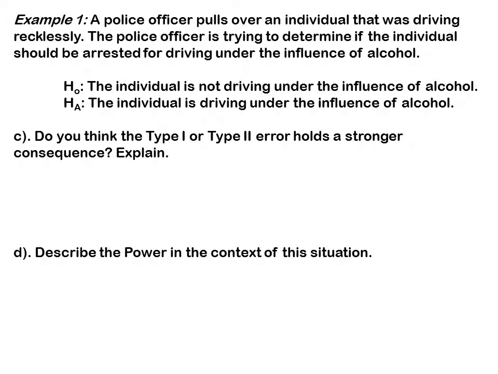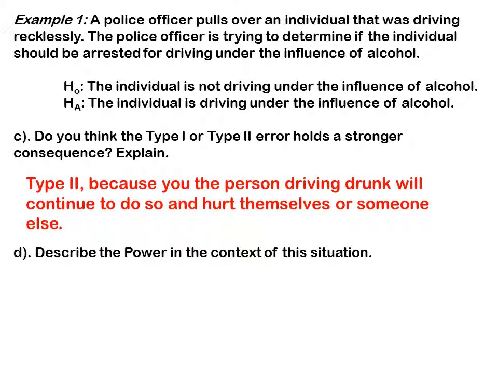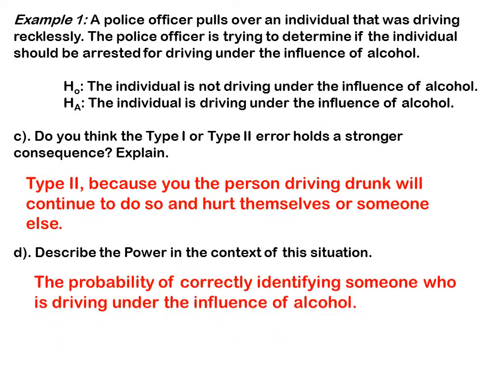Do you think a type 1 or type 2 error holds a stronger consequence? Well, in this case, a type 2 error, because the person driving drunk will continue to do so and could hurt themselves or hurt someone else. Describing the power in context is the probability of correctly identifying someone who is driving under the influence of alcohol. The power is the probability of correctly rejecting the null hypothesis. So we're correctly identifying someone who is driving under the influence.